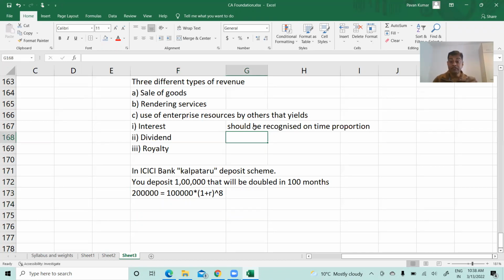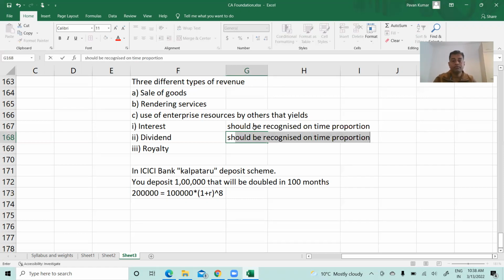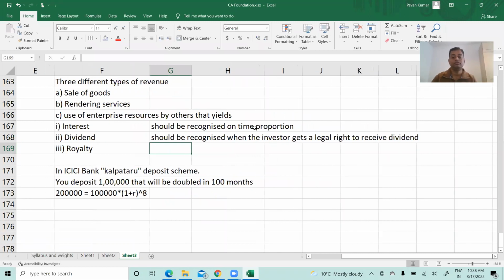Okay. Dividend. When can dividend be recognized, tell me. When it is received? No. That becomes cash accounting. When you receive, it becomes cash accounting. It should be recognized when the investor gets a legal right to receive dividend.